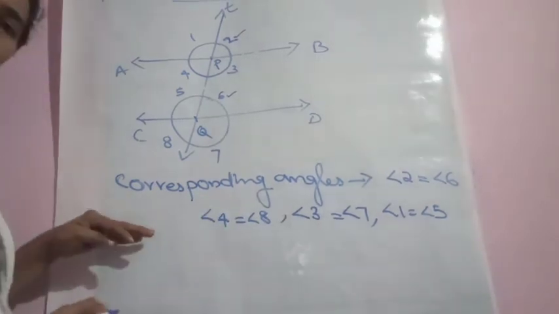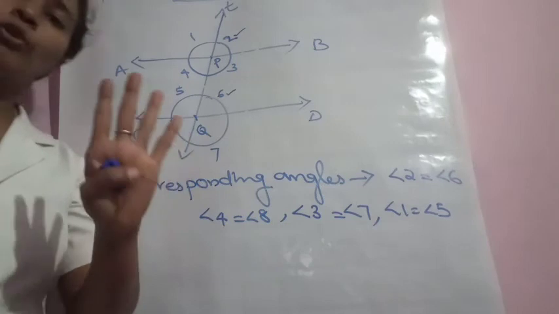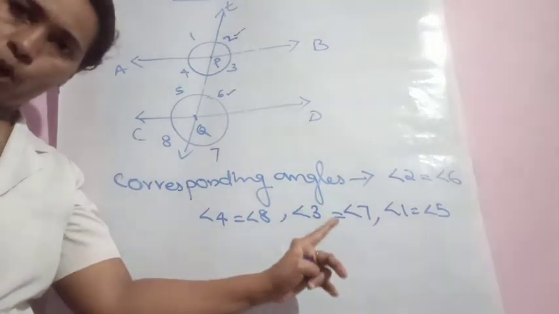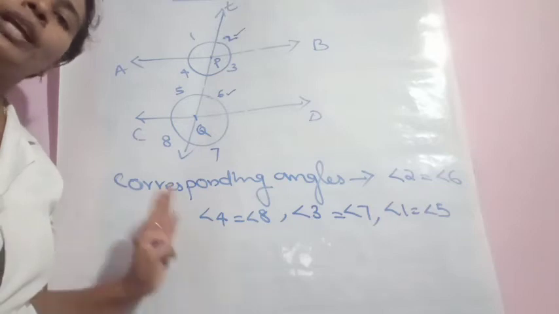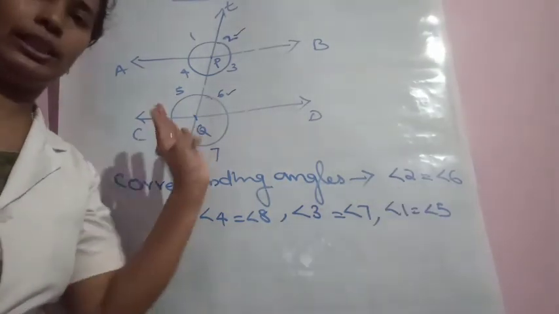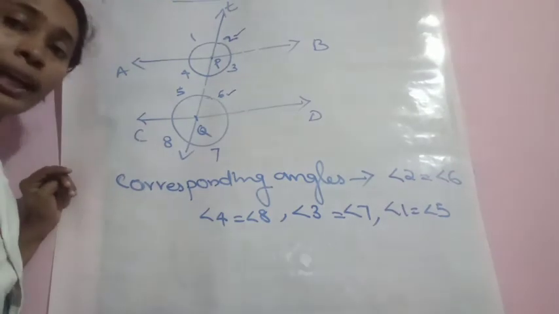So we can see that there are 4 pairs of corresponding angles formed, and corresponding angles are equal in measures.